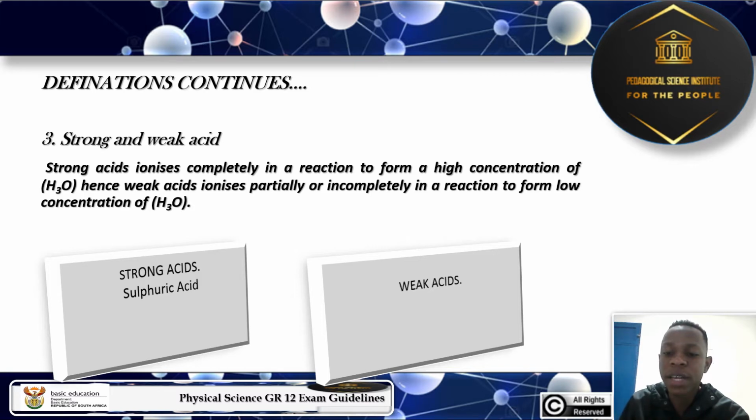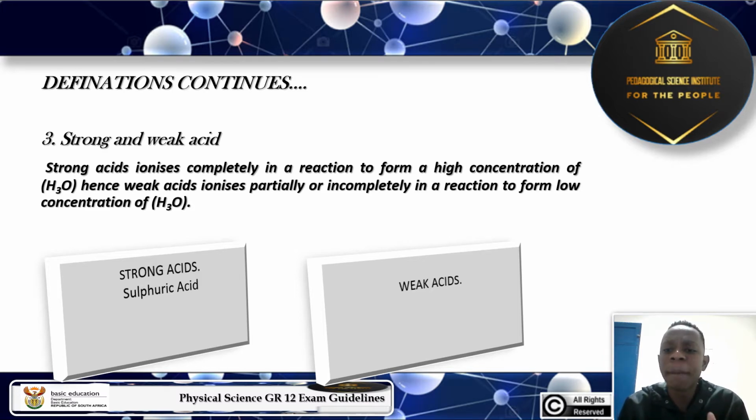Why are they forming low concentration of hydronium ion? It is because they didn't ionize completely. They just ionize incompletely or partially. As they ionize incompletely, meaning the concentration of hydronium is going to be low because it didn't finish its ionization. So we can judge from that statement that when it has ionized incompletely, the concentration of hydronium is going to be low.